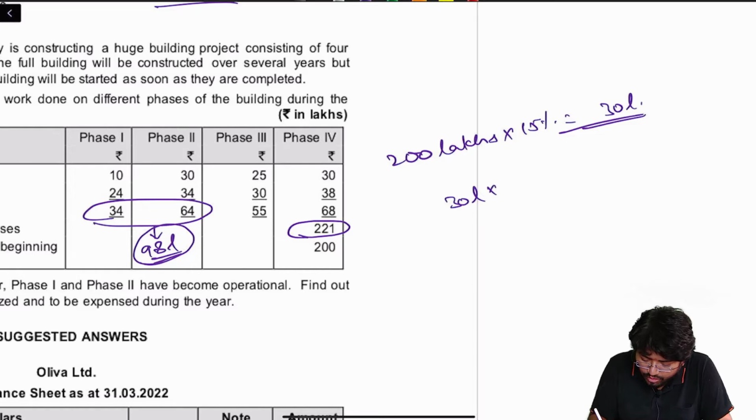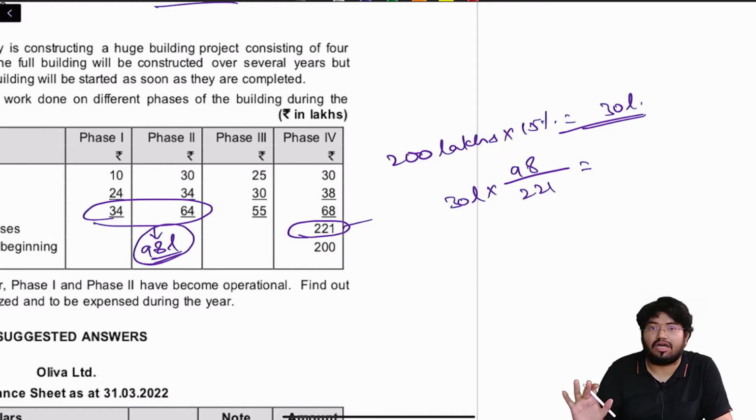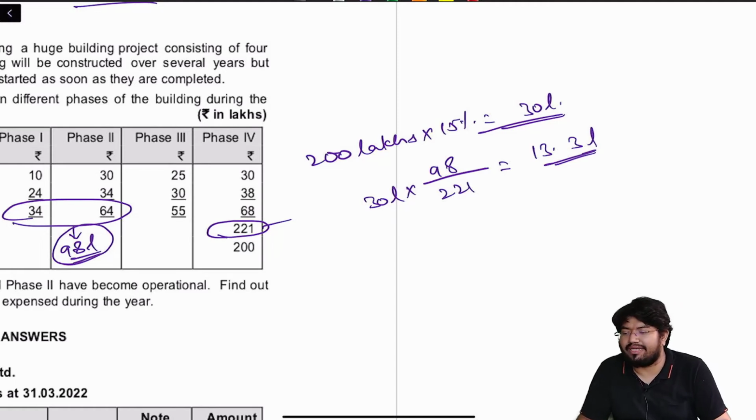So 30 lakhs into 98 divided by 221 will give me how much? Can you please calculate and tell me? 13.3, sir. 13.3 lakhs is the amount of interest on these two phases. That means out of 30 lakhs, 13.3 is what you will be able to consider.